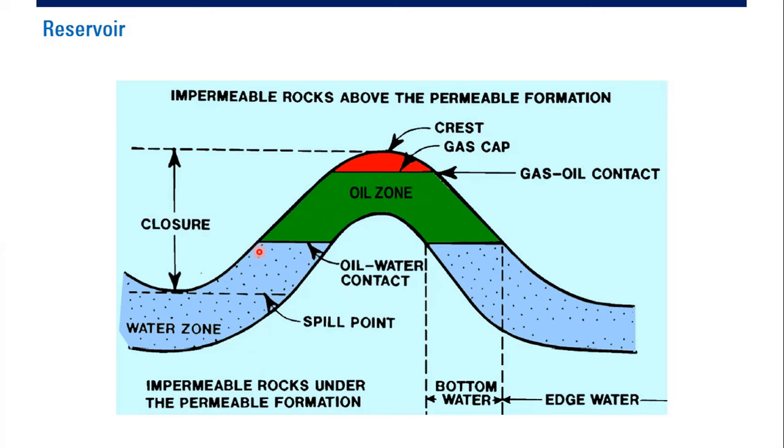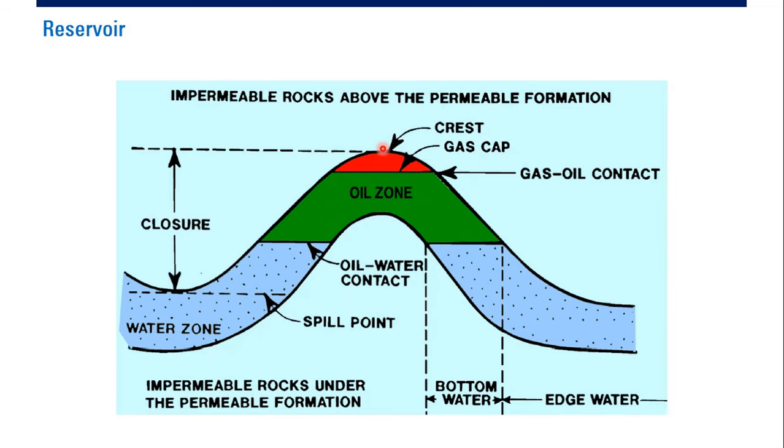And then we have the oil water contact, and the oil zone, of course. And then above the oil zone, we have the gas cap. And between the gas cap and the oil zone, we have the gas oil contact. And then the uppermost, we call it the crest. Usually we call it the crestal area. It means we are at the top.